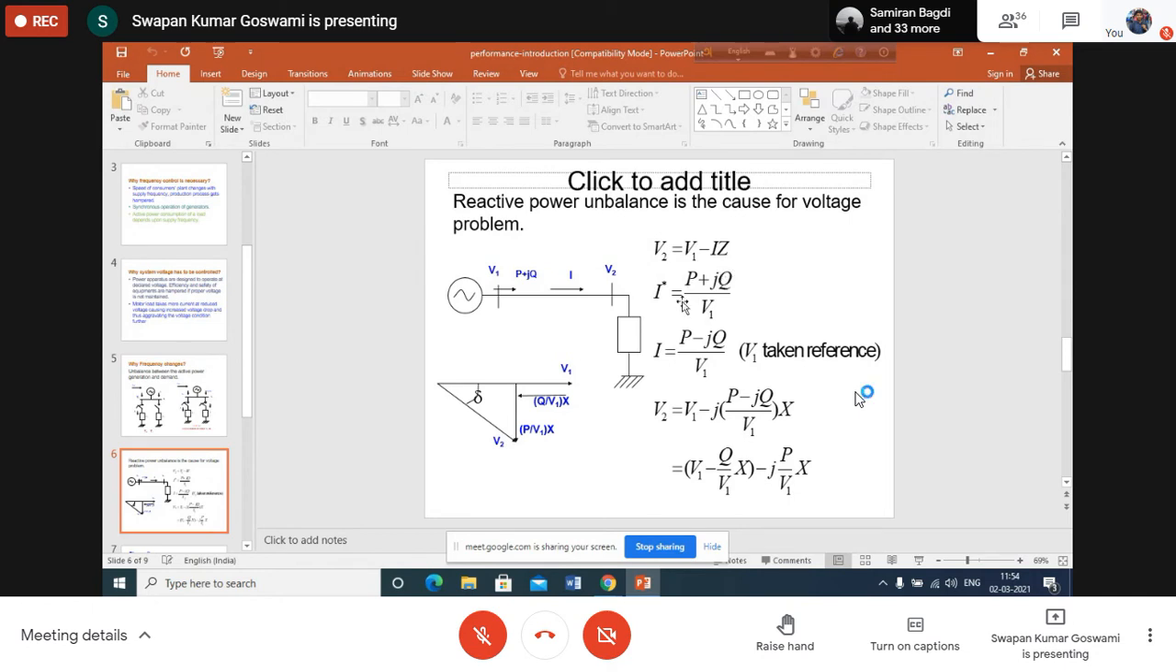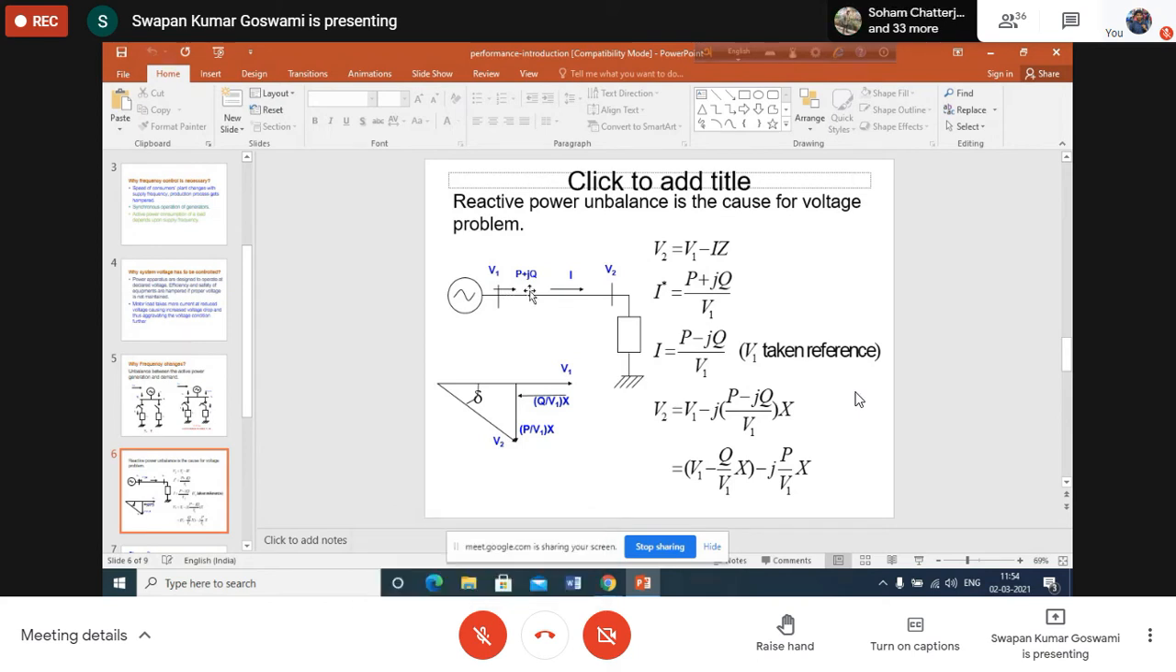Now, from here, let us calculate the current value. What is the current? P plus jQ is the power flowing. So how can we write P plus jQ in terms of voltage and current? We are measuring the power here. It is P plus jQ. If it is P plus jQ, what is the current delivered by the generator?